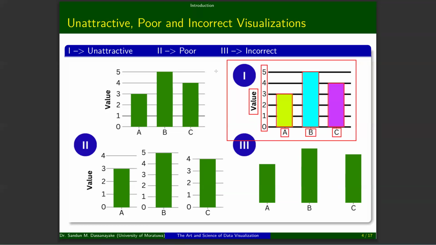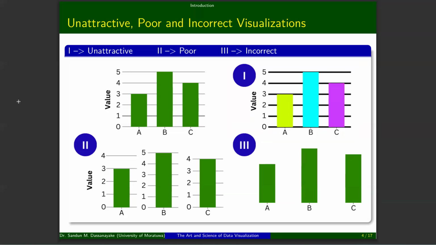But the problem is it is unattractive. Why is it unattractive? Because you can see these lines that are really not necessary. You don't need this type of very bold, strong lines as your frame. So that is what makes it unattractive. Now let's look at the other figure, figure number 2.